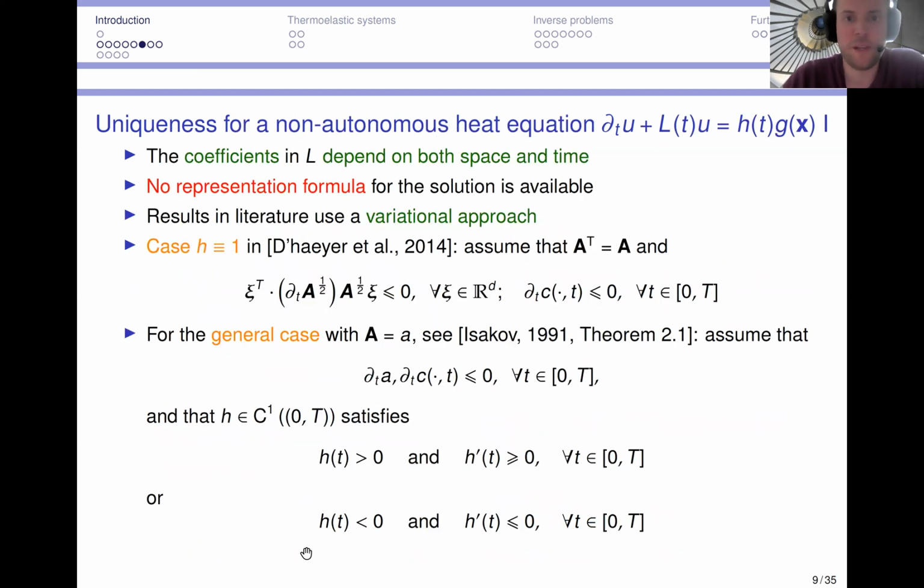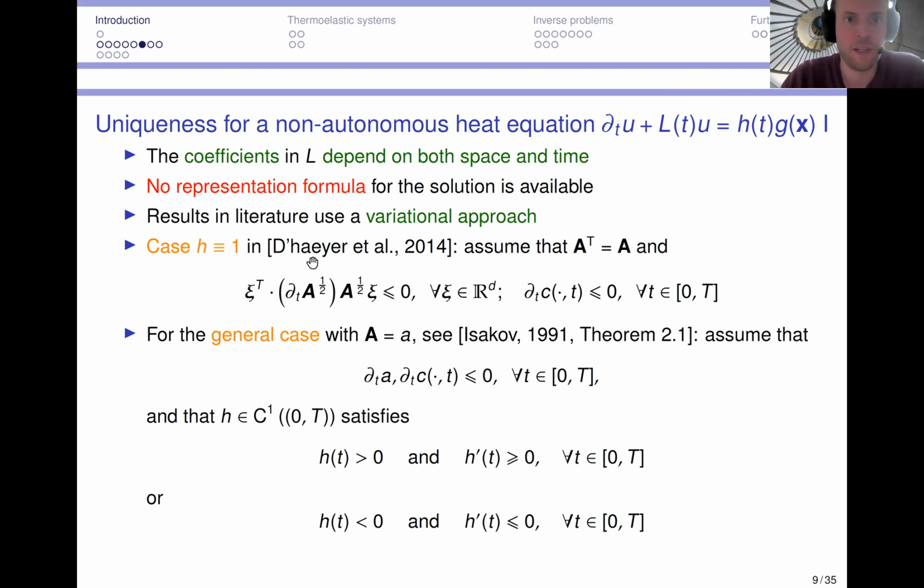But I will explain immediately that this approach can be useful because when the coefficients in the operator L are defined on both the space and the time variable, so we have an operator L of t here, then there is no representation formula for the solution available. And we need to use an alternative approach in the semigroup theory. And so then, for instance, a possibility is to use a variational approach.